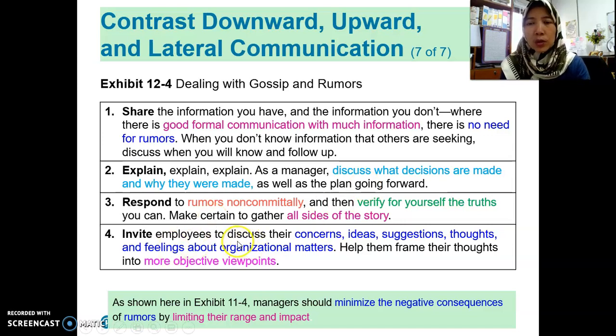Also, invite employees to discuss their concerns, because rumors normally happen when they have some reservations regarding certain things. So managers should invite employees to discuss their concerns, ideas, suggestions, talks, and so on. This can actually help to frame their talks into more objective viewpoints. This is actually one of the ways to avoid gossip and rumors in the organizations.